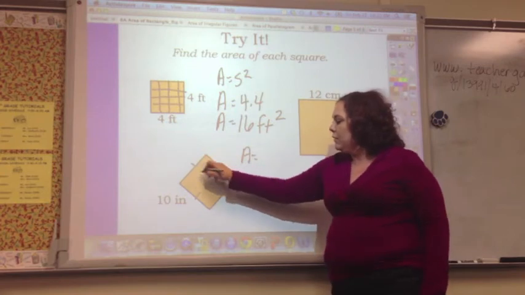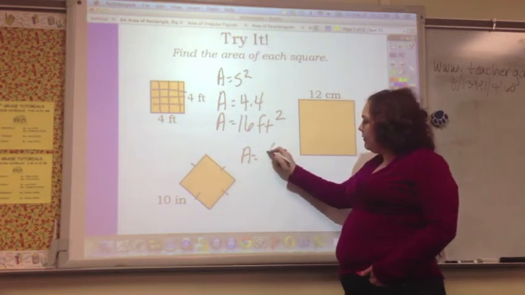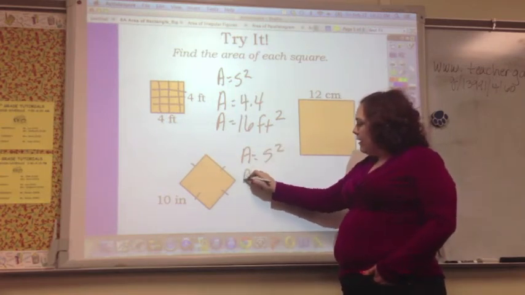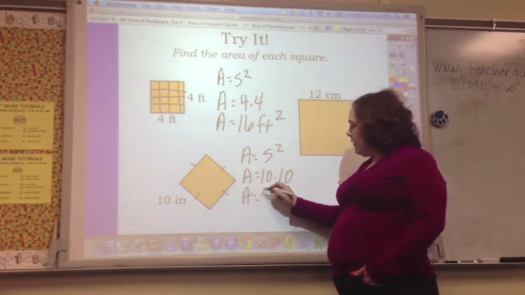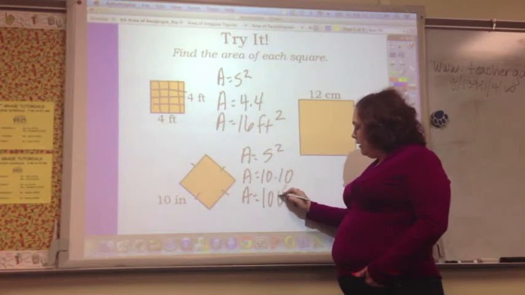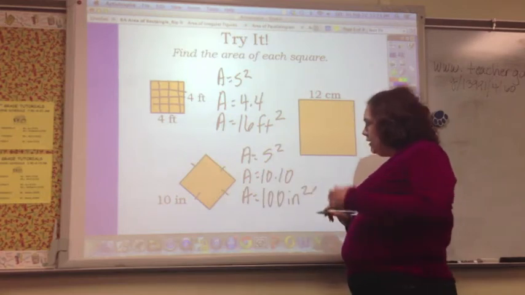square. It should be marked that this is a square. Area equals side squared. Area equals 10 times 10. Area equals 10 times 10 is 100. Don't forget my units, inches squared.